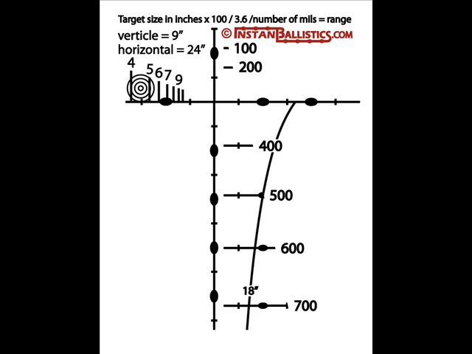Okay, if we look here at our 9-inch target again, this is our 9-inch target that was at 450 yards. And it looks like it subtends about 0.6, maybe 0.55 mils.